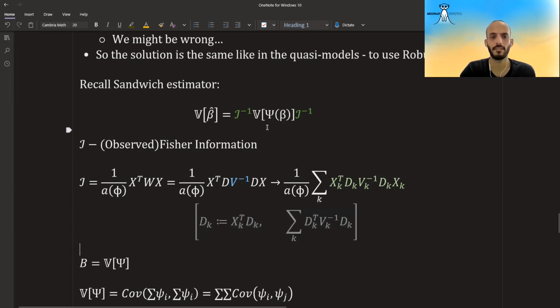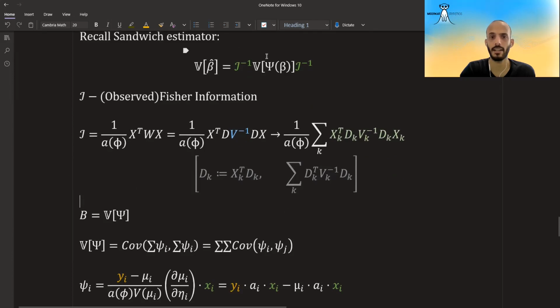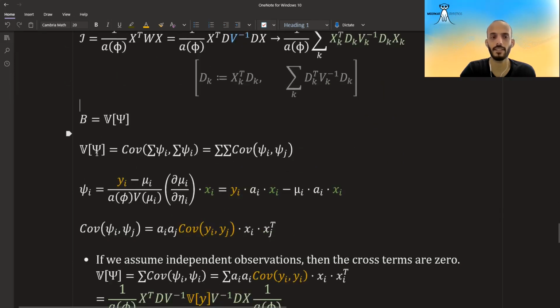Okay, so this is the change to the information matrix. What about the variance of the score function? Well, the variance of the score function is equal to the covariance of the sum of the individual scores with themselves. And this is equal to the sum over all i and the sum over all j of the covariance of the individual score functions.